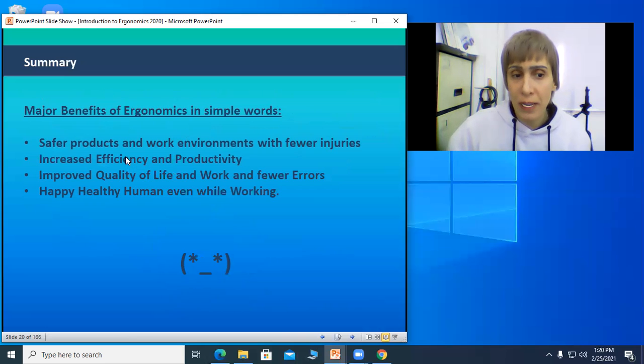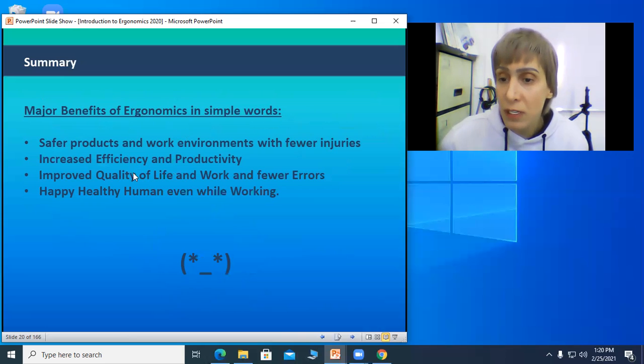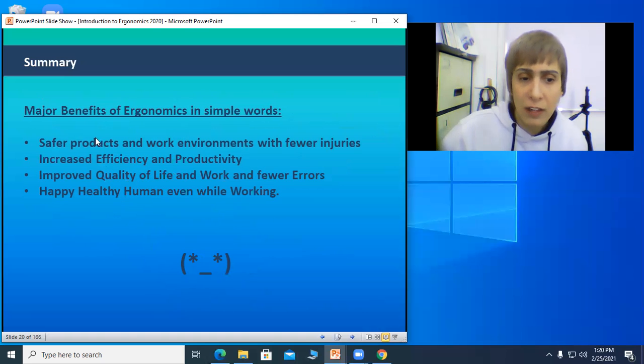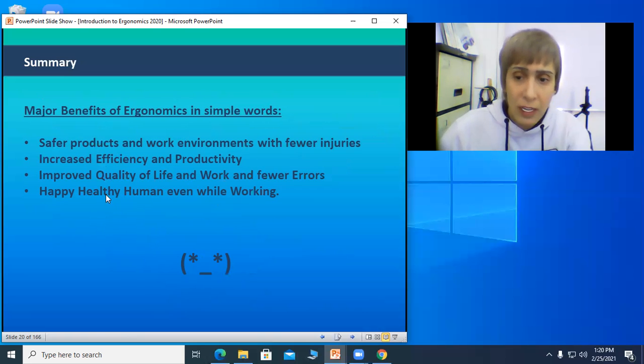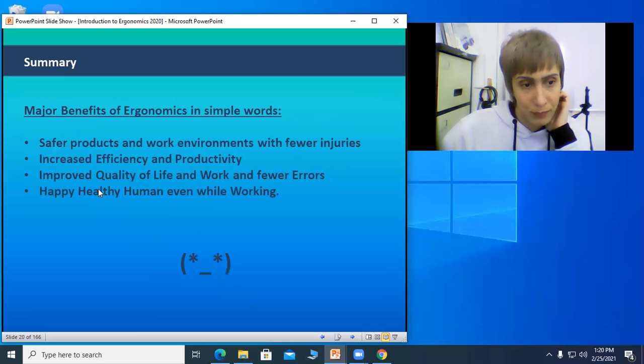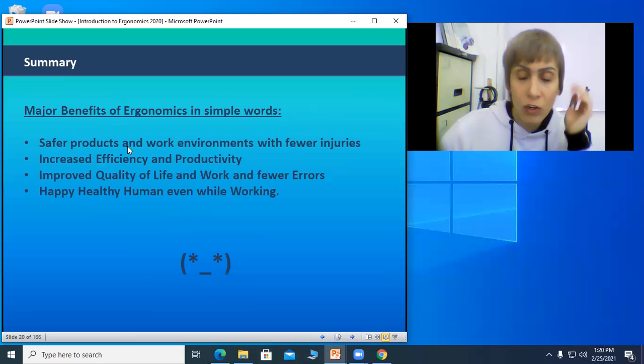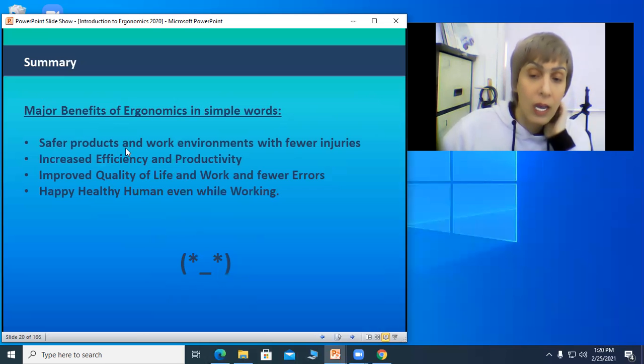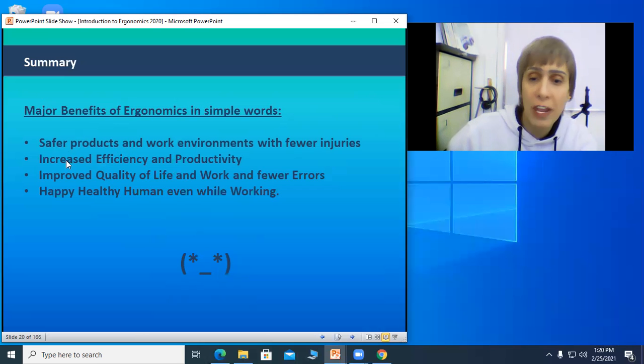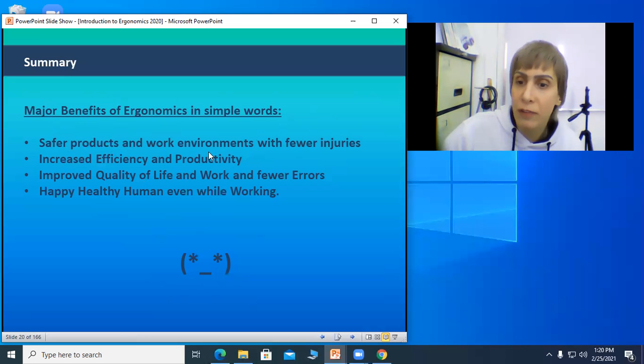So, major benefits of ergonomics in simple words. This is again a summary of the major benefits of ergonomics, in simple language. Ergonomics helps us to design safer products and environments, work environments.